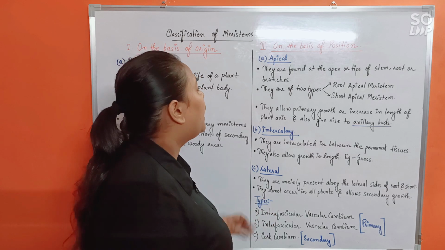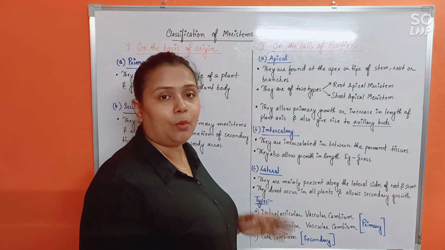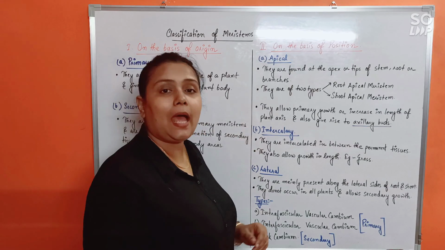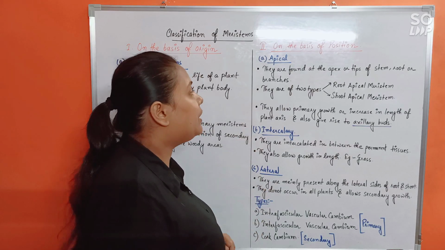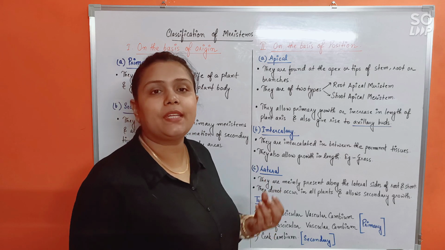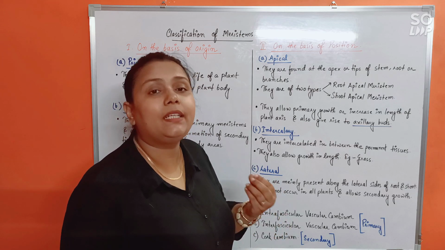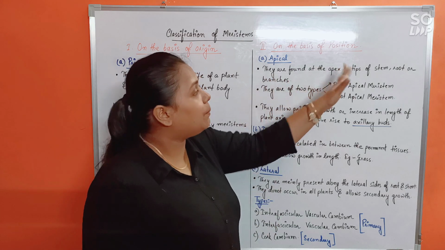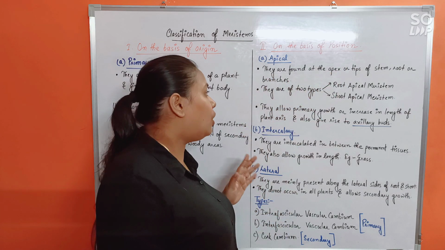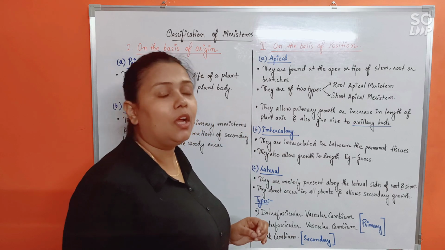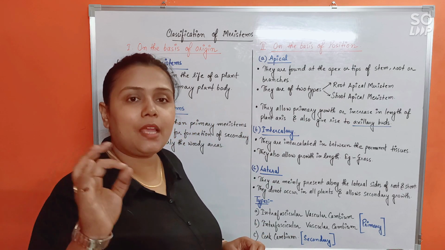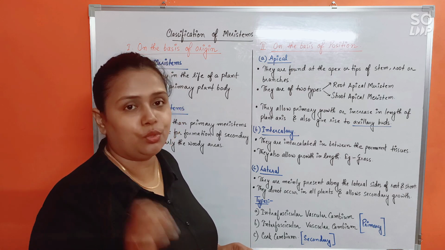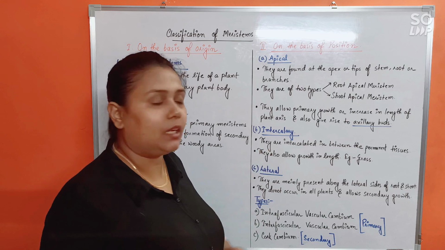On the basis of position in the plant body, we can again have three types of meristems. First, apical meristem. Apical meristem means the meristems present at the apex, at the tip. See, they are found at the apex or tips of the root, shoot or branches. Understood? The name itself, apical, means apex. So the meristems found at the tip of the root or shoot would be known as apical meristems.